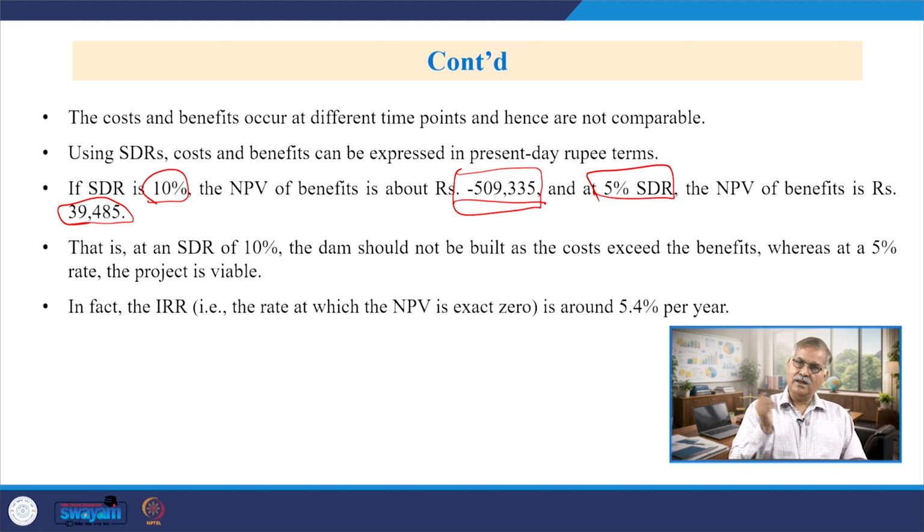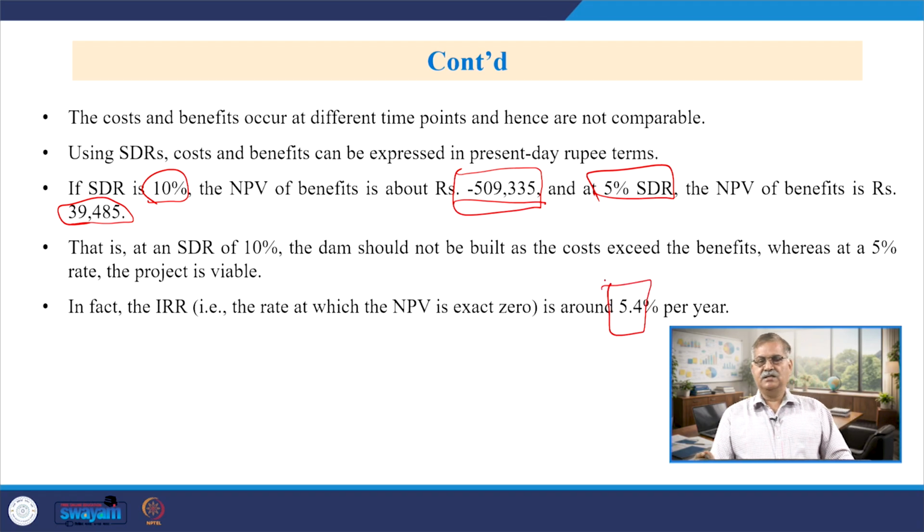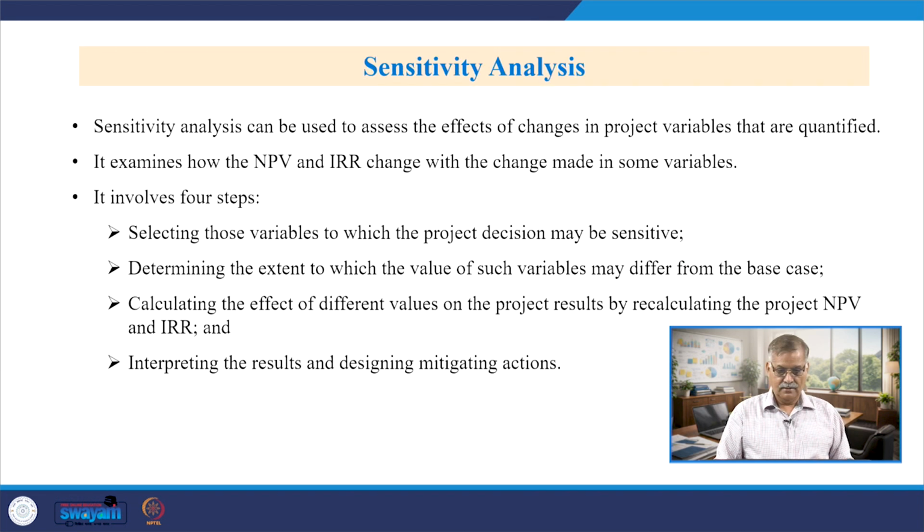you calculate IRR, internal rate of return, then it will come to 5.4%. It means that internal rate of return is higher than discount rate. So, project is economically viable only when the discount rate is 5%. So, one important inference which we can draw from this analysis is that project viability depends upon how much social discount rate is kept in the analysis.